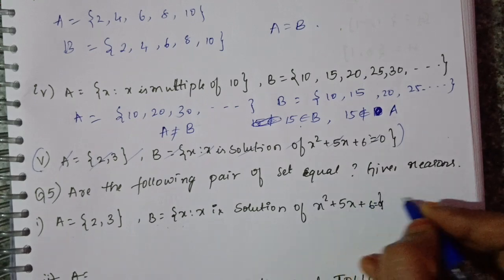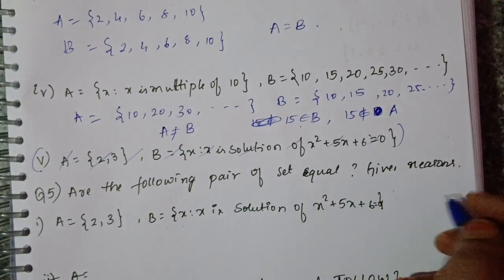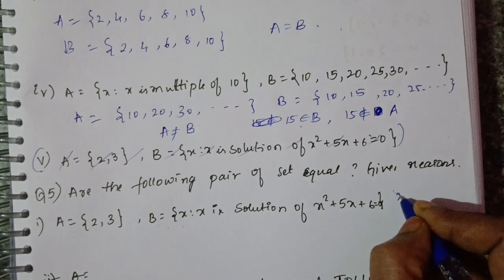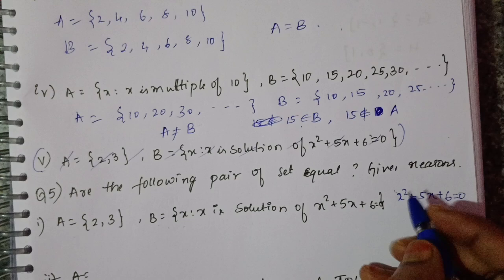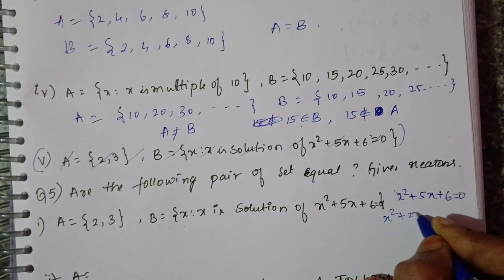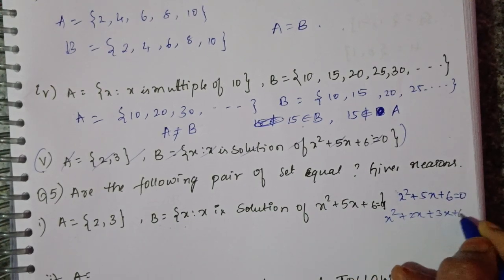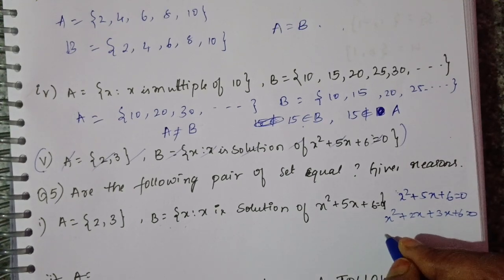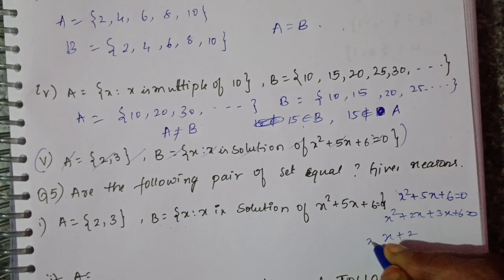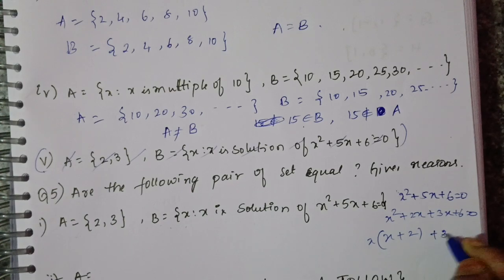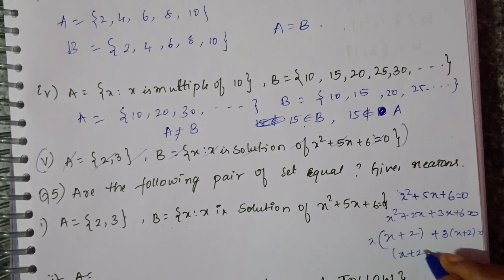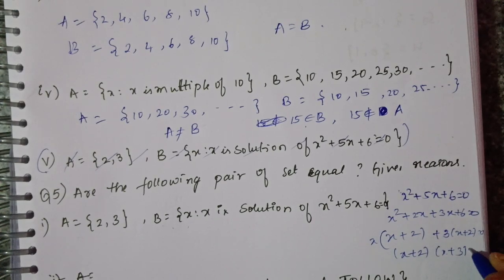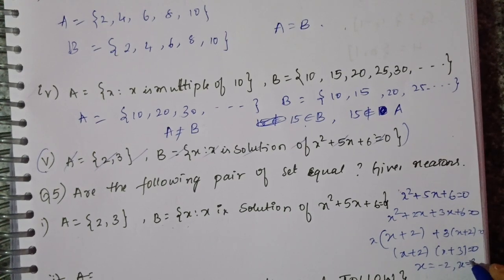Solution: x square plus 5x plus 6 is equal to 0. If you do the splitting middle term method, it is x square plus 2x plus 3x plus 6 is equal to 0. Taking x common and 3 common, we get x plus 2 into x plus 3 is equal to 0. So x plus 2 is equal to 0, x plus 3 is equal to 0. So x is equal to minus 2, x is equal to minus 3.